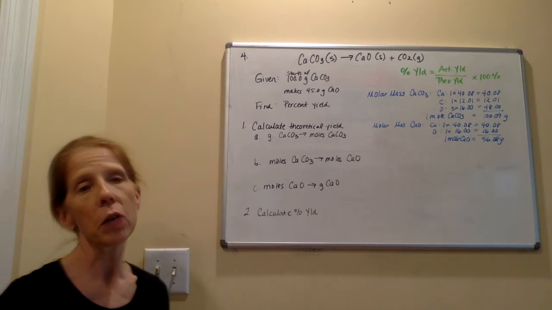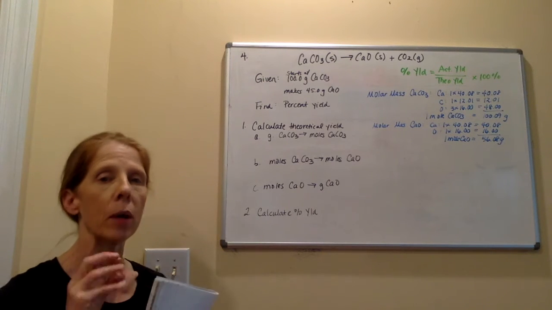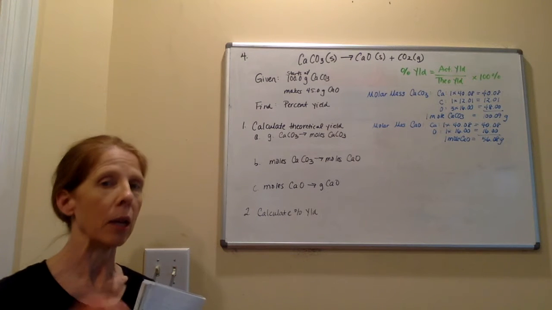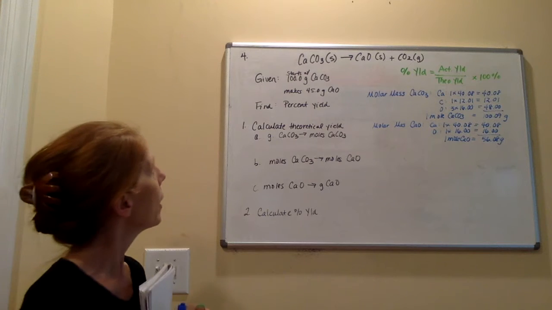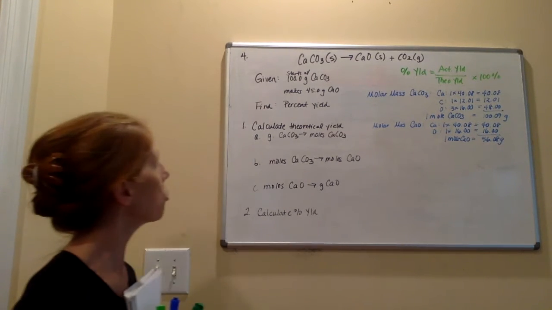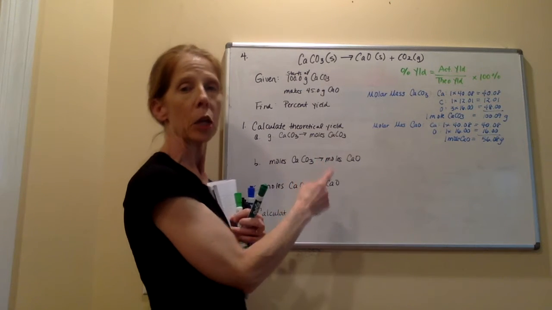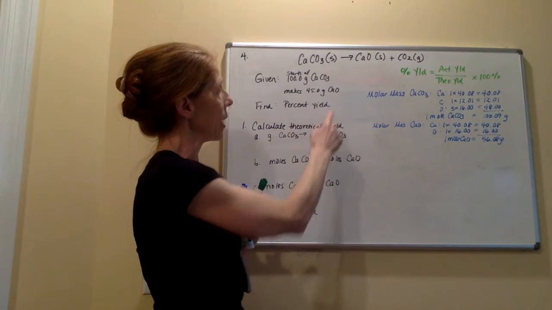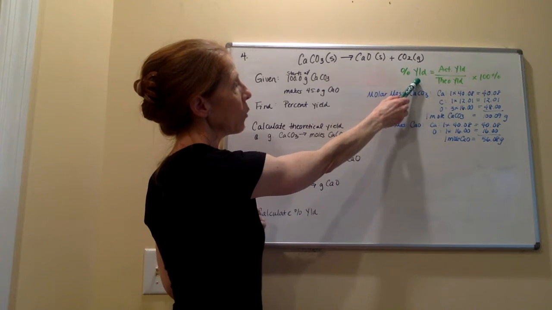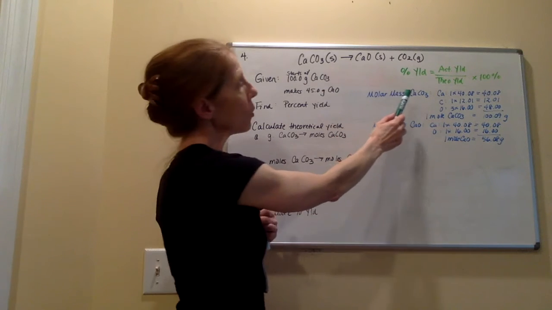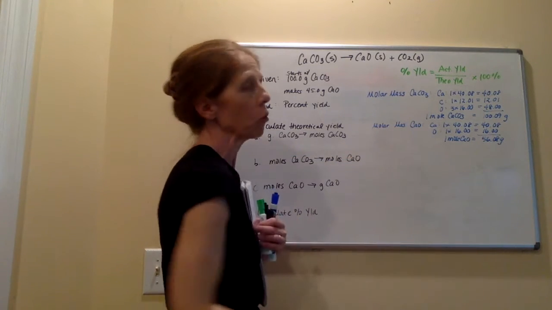The first thing you need to think about in this problem is the same thing I tell you all the time: what have they given me and what am I trying to find? And what pieces of information am I missing to get to that last step? We're told that we're starting with 100 grams of calcium carbonate. We're also told that the student makes 45 grams of calcium oxide, and we're asked to find his percent yield. Over here, I have listed the formula for percent yield. Percent yield is actual yield divided by theoretical yield times 100%.